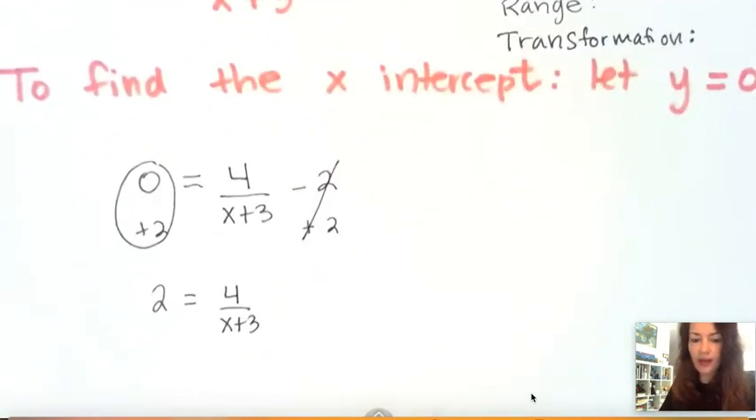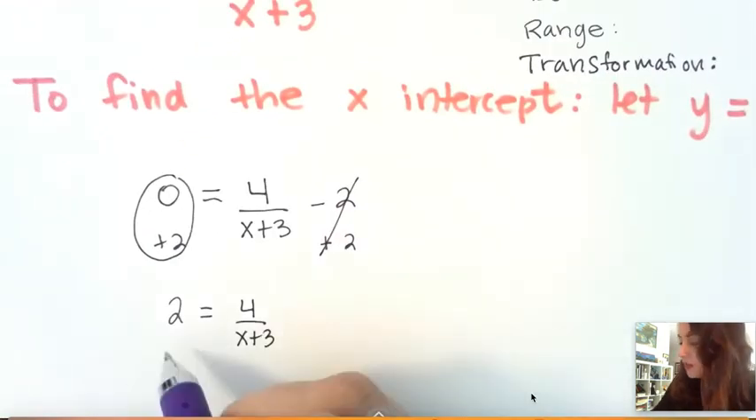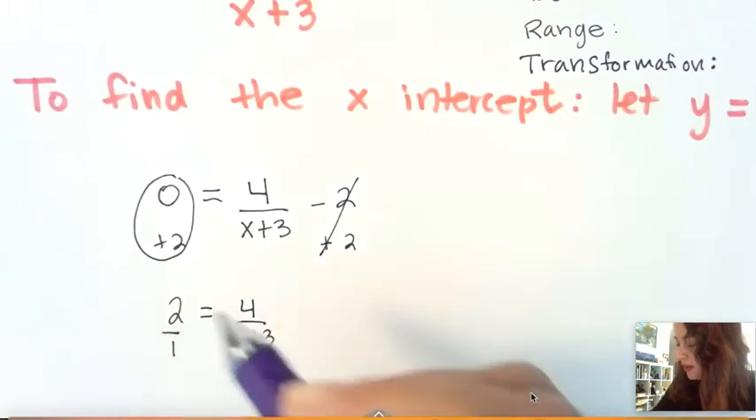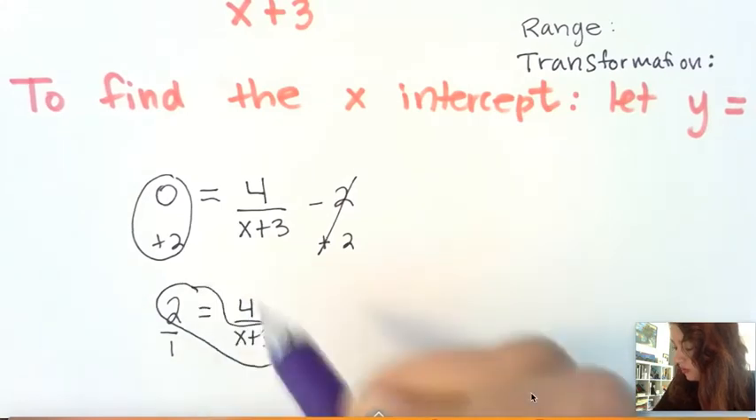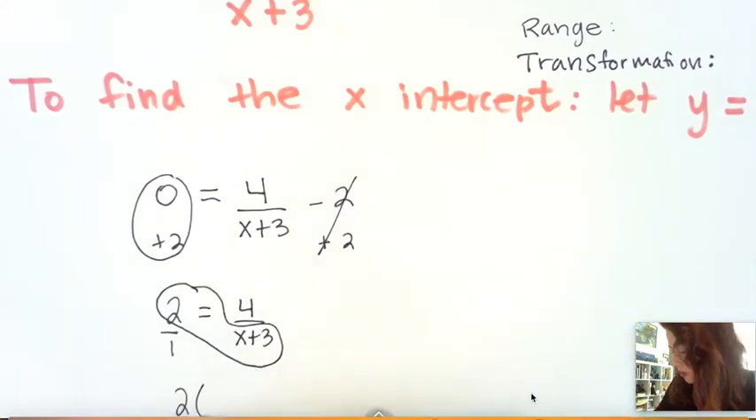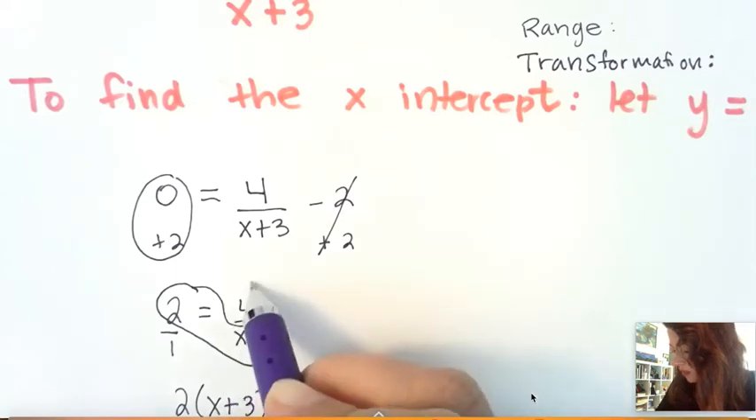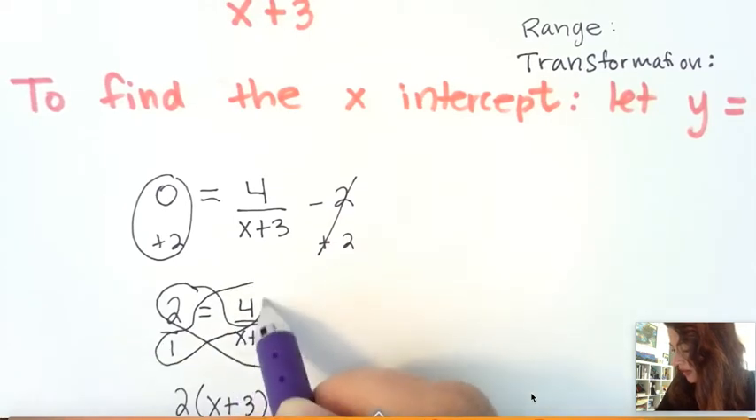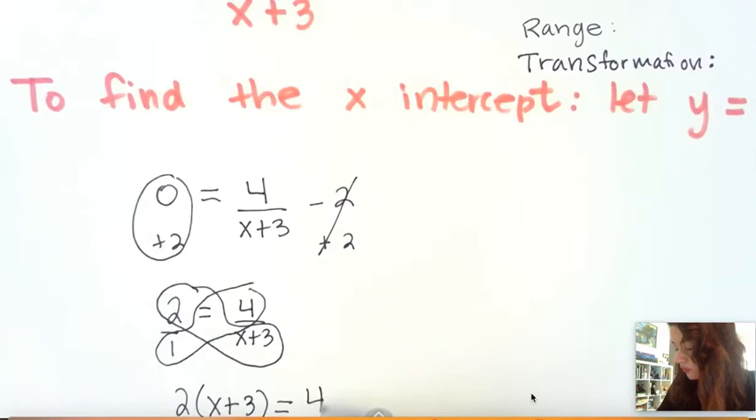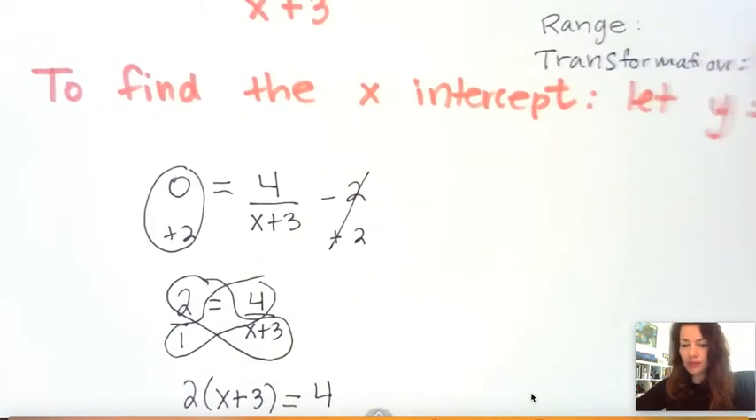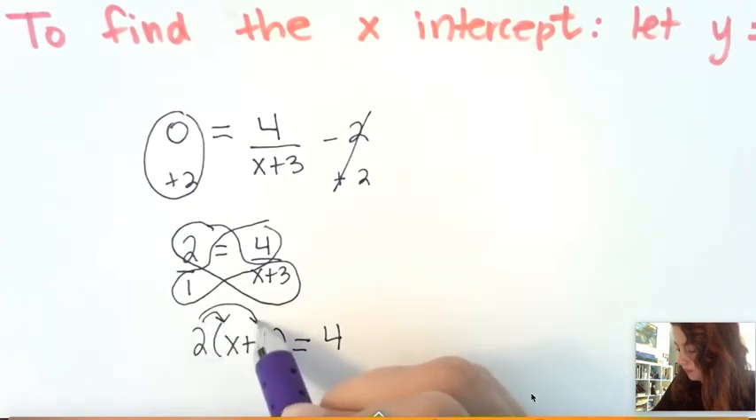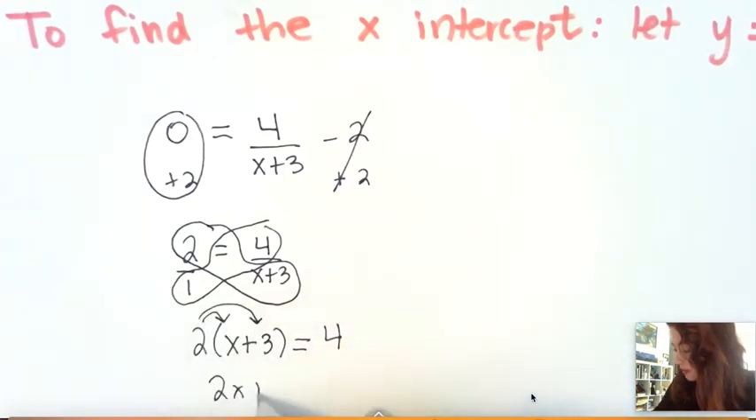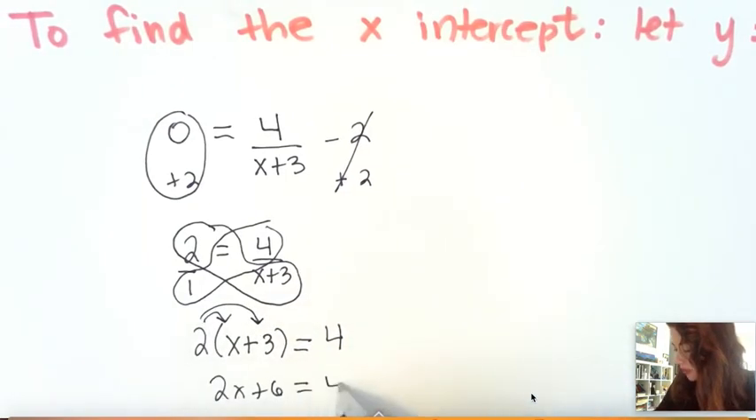We can cross multiply. So this is the same as 2 over 1. Cross multiply, what I mean is we can multiply the 2 with the x plus 3, and we can multiply the 4 and the 1. So that will give us 4. And then when we simplify that, we will distribute and get 2x plus 6 equals 4.